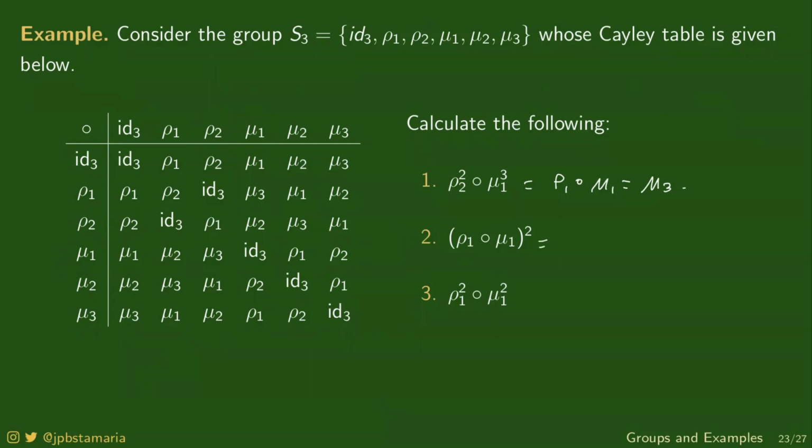Ano naman meaning nito yung square nasa labas ng parenthesis? Ang ibig sabihin niyan, guys, uunahin nyo munang i-multiply yung nasa loob bago nyo i-square. So, yung rho 1 mu1 ay mu3, di ba? Right? O, tapos tsaka mo i-square. Ang mu3 squared, mu3 ay identity.